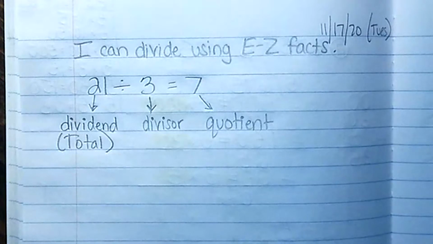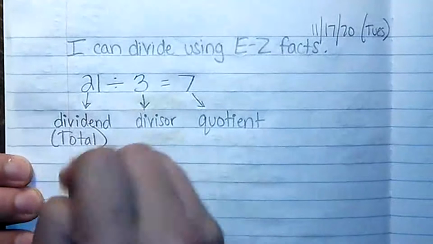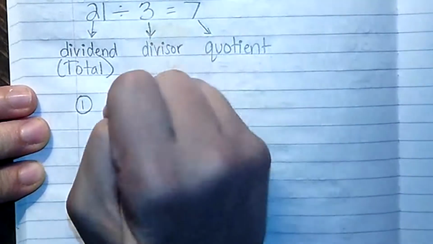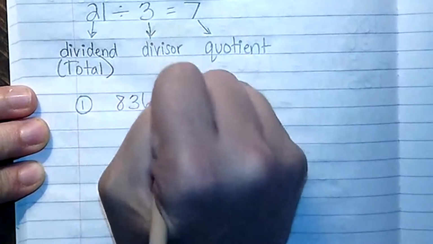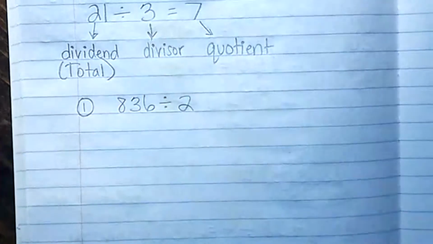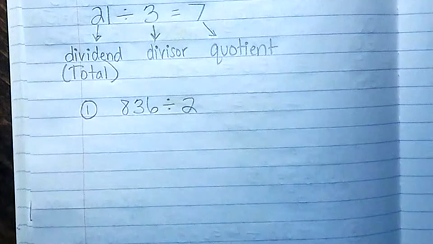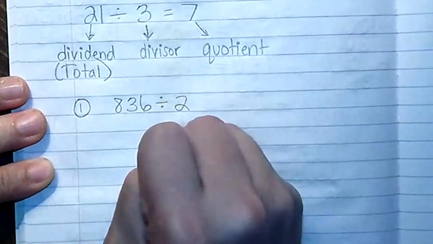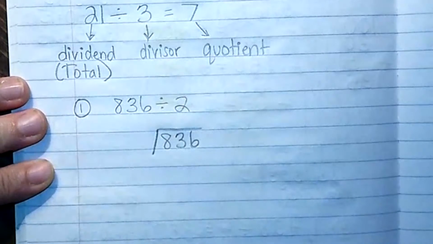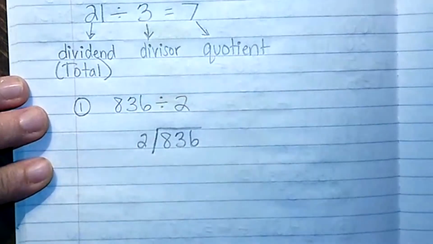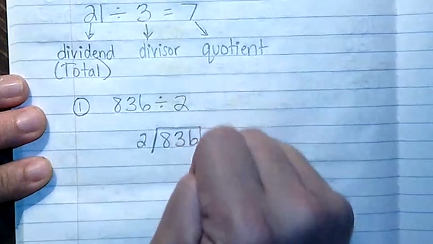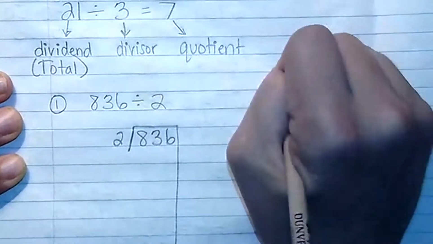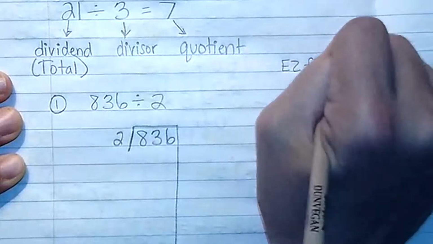All right, so let's start with an example. Here's number 1. We have 3 to do today. Let's try 836 divided by 2. I'm going to rewrite my problem: 836 divided by 2. And I'm going to make my big long line down because it helps me remember to do all of my work. And I know I need to start by making an easy fact box.